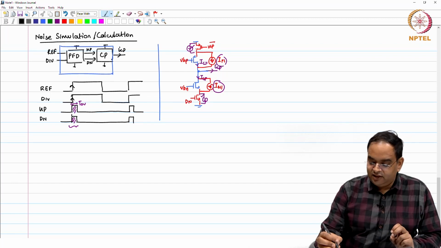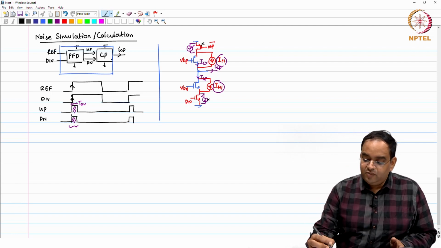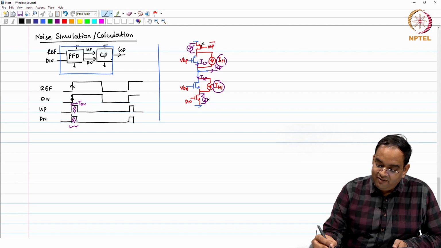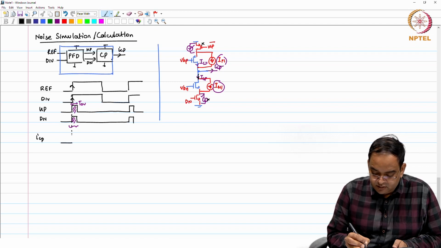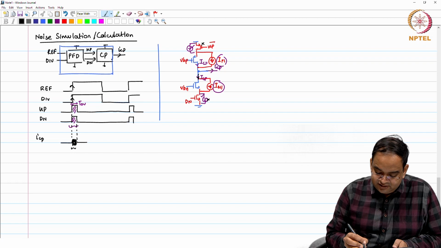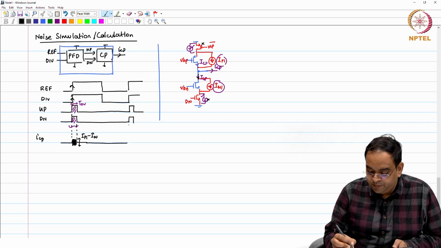Let us not consider the noise for the switches, because it will become complicated, but noise only for the current sources. So, you have IP1 coming from the top and IN1 going to the bottom. So, the difference will flow as noise. What is that current value? Because this is random, I am just creating some kind of disturbance here. This current at any given time is going to be IP1 minus IN1. So, this noise current will flow.